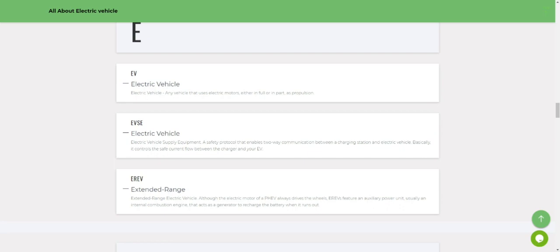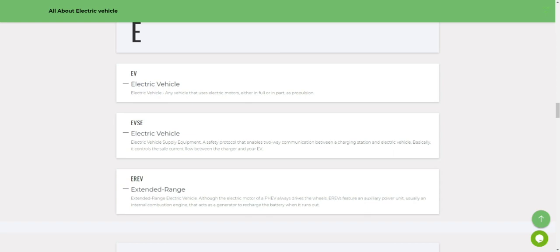Although the electric motor of a PHEV, that is plug in hybrid electric vehicle, always drives the wheel, its features are very different. Okay. Then there's also an Easter egg. Easter egg means it is a hidden feature in an electric car software. Tesla is well known for putting Easter eggs on their models.